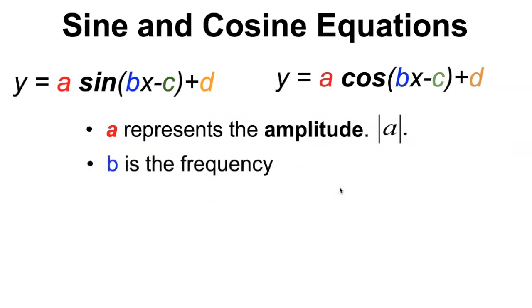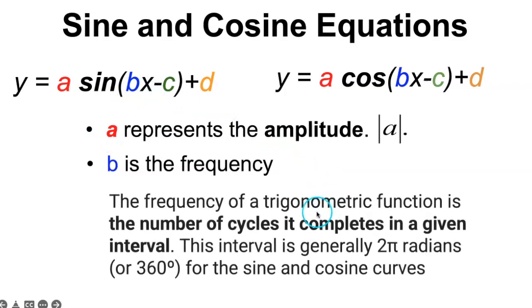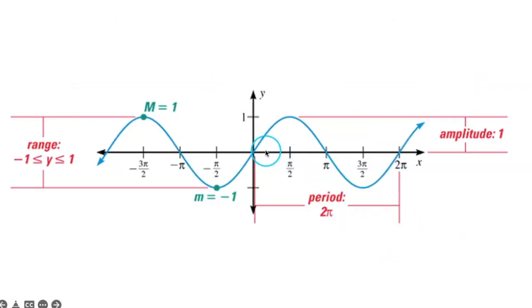Now, B is the frequency. But what is the frequency? It's the number of cycles it completes in a given interval. Normally the interval is generally 2 pi. What are they saying? Let me translate. So the frequency is how many cycles I complete between 0 and 2 pi.